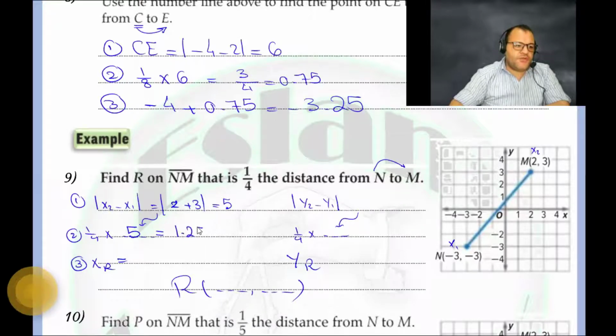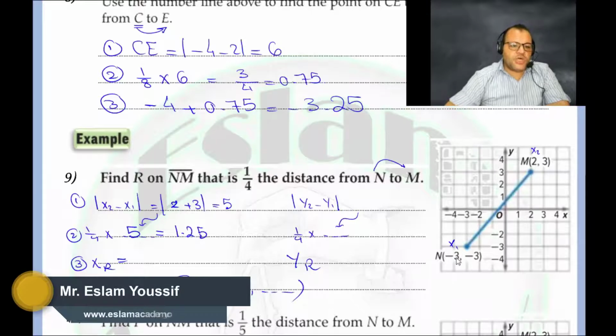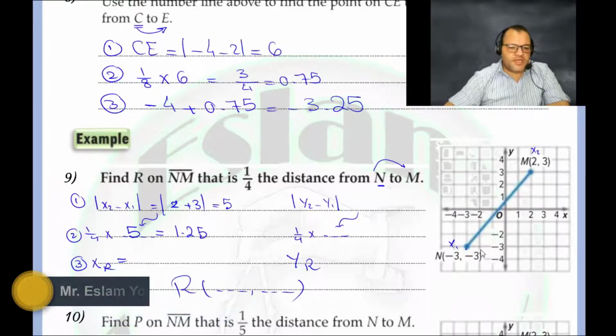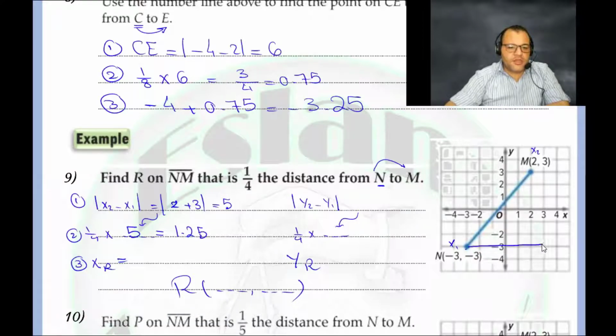5 over 4 is 1.25. Now you start from N to M. Now we need to find X, it means you are moving on X. Negative 3 plus 1.25, you are moving to the right. To the right, do you add or subtract? You will add. So we will use the X coordinate of the point plus 1.25, which equals negative 1.75. You will repeat the same for Y.